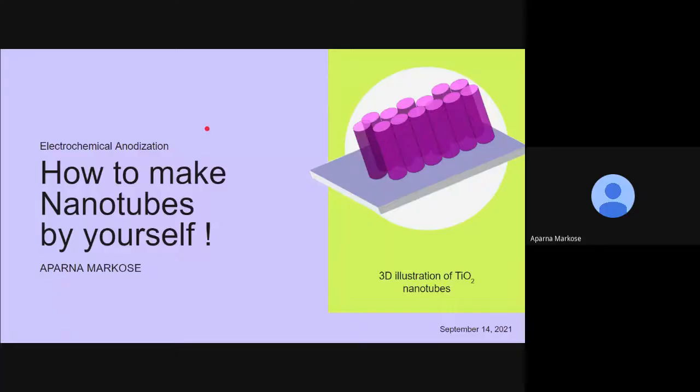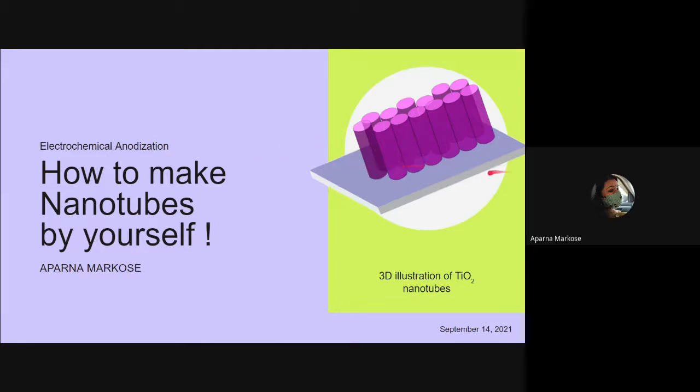In lab. So first we will start with electrochemical anodization. How to make nanotubes by yourself. So everybody can make nanotubes. I hope you are already aware about nanotubes and nanotechnology and its applications.